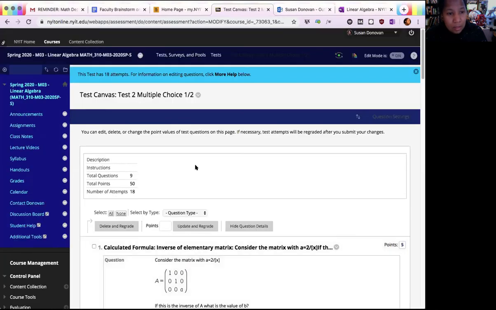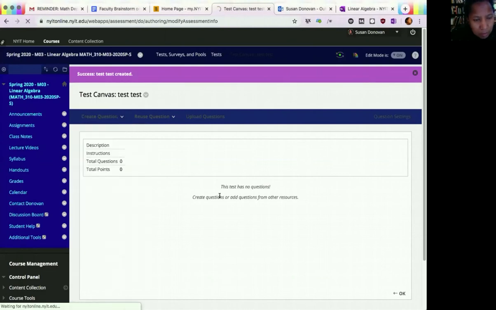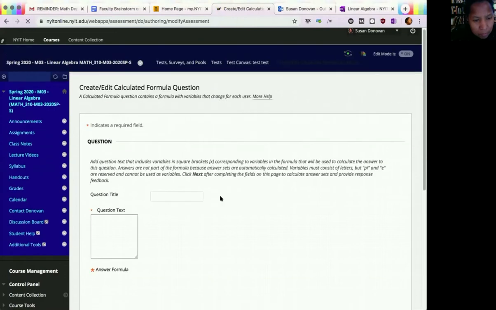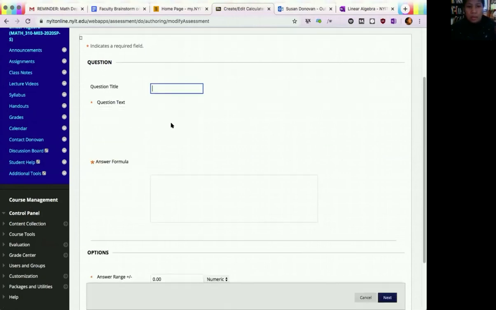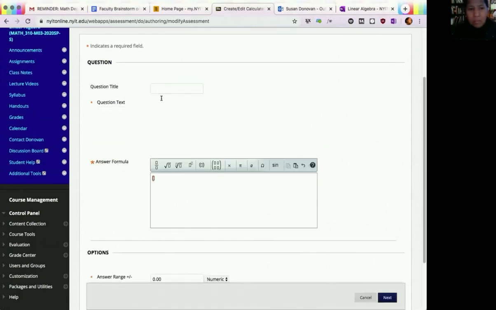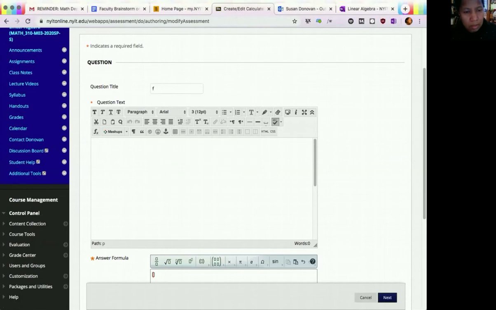All right, let's create a sample question along these same lines. We'll start by creating a new question. We'll create a calculated formula question. You have to do a little bit of thinking ahead for this. You need to know what the formula is for the answer for the set of dynamic numbers that you're going to choose. But we'll choose something pretty straightforward. So we'll call this factoring.